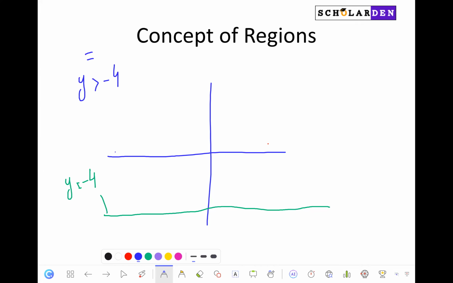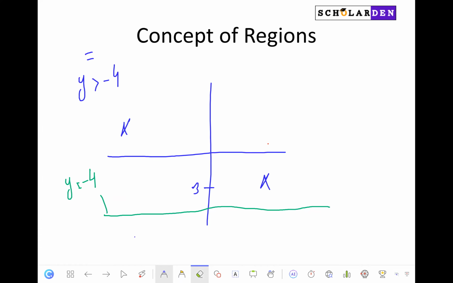y is greater than -4. So any point that has a y coordinate greater than -4 is a valid point. So any point over here. Why? Because this may be -3. So over here, the x coordinate could be anything, x and -3. But because -3 is greater than -4, this is valid. So this point is valid. Something over here is valid as well. Any point over here is valid as well. So all of these points are valid.